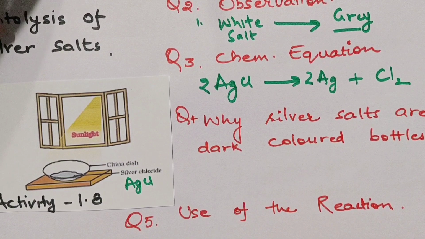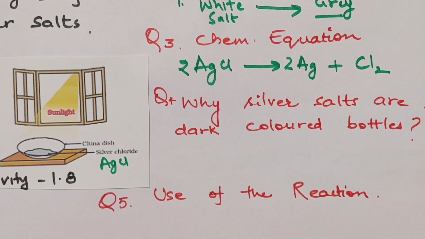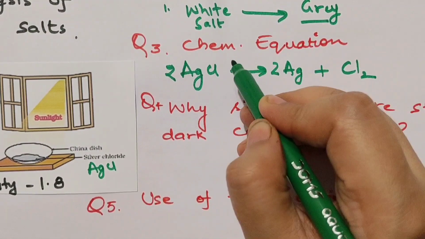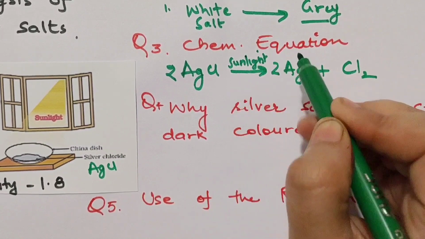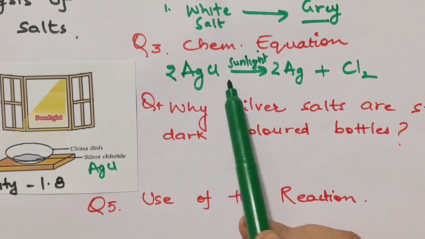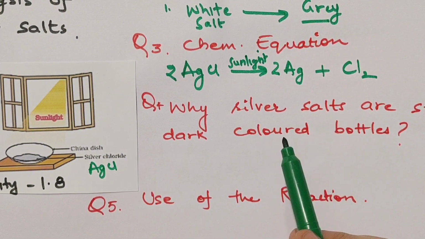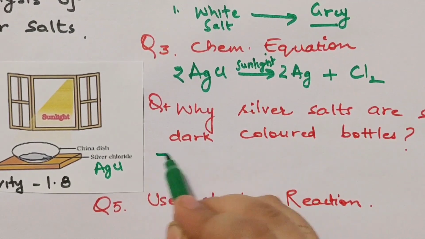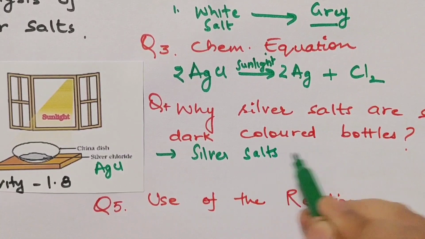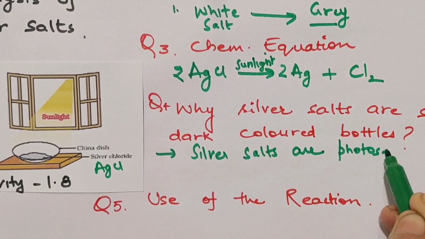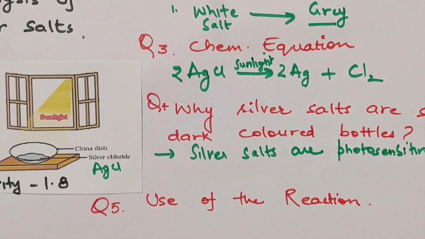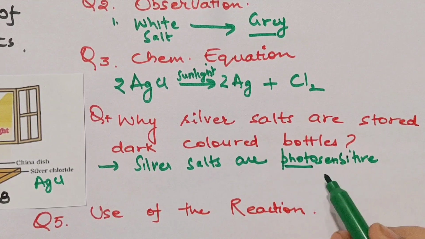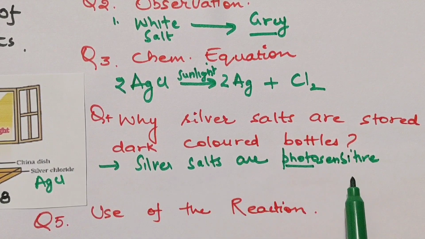Now here, a very common question is why silver salts are stored in dark colored bottles. We can see that obviously this change took place only in the presence of sunlight, so sunlight is basically breaking it. So when we have silver salts, we store them in dark colored bottles so that light cannot reach the silver salts. How would you answer that? Silver salts are photosensitive. Basically, it means that they are sensitive towards disintegration by sunlight. Photo comes from the word light, right?